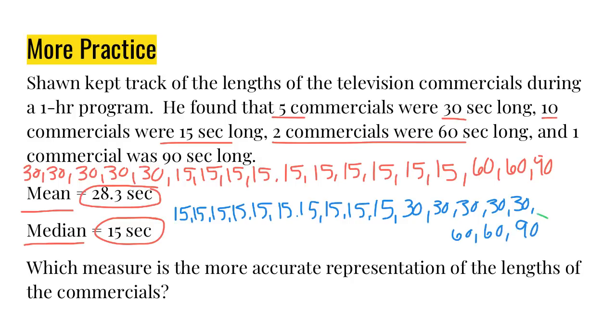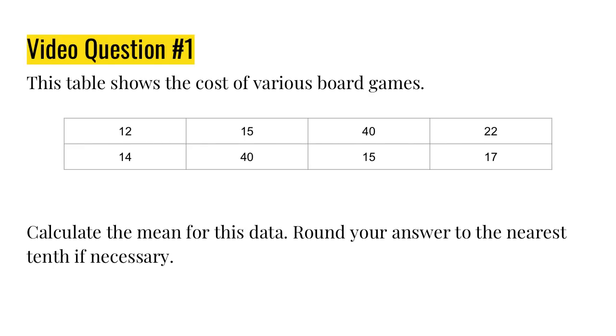And my problem is this 90 right here. There's only one of them, and it's way off of the rest of my data. Most of my data is down here in the 15 to 30 range. Even the 60s possibly could be outliers because there's only 3 of these high numbers, whereas all the rest of them are low numbers. So I'm going to say we have outliers here, and in that case, a mean is not going to be good. In this case, because there are outliers, you should use the median as your most accurate representation of the lengths of the commercials.